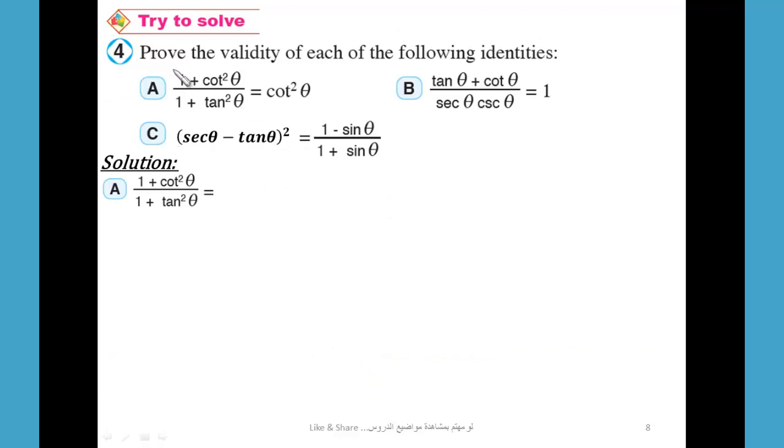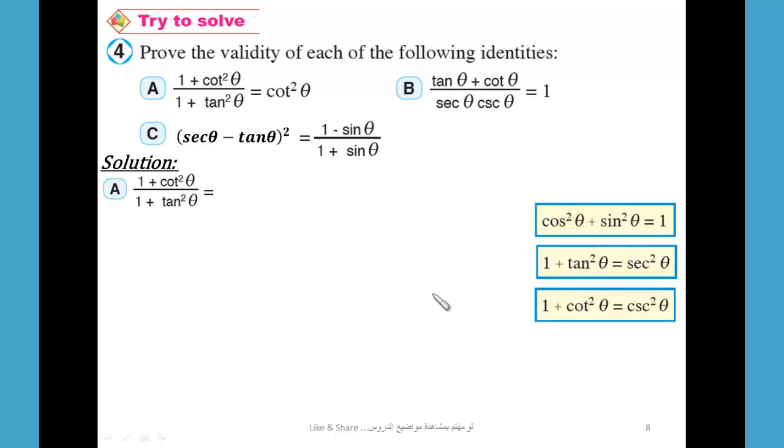Here, prove the validity of each of the following identities. 1. Prove that (1 plus cotangent square theta) over (1 plus tan square theta) equals cotangent square theta. Start with A. We write the left hand side, it will be 1 plus cotangent square over 1 plus tan square. And we write the main rules. 1 plus tan square equals sec square, and 1 plus cotangent square equals cosec square. We will use it here.